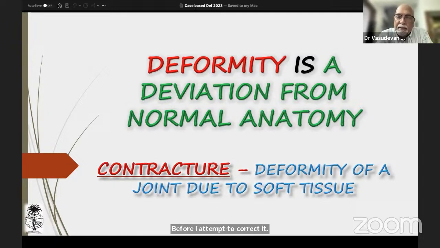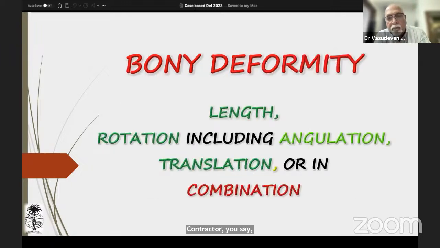So deformity is a deviation from normal anatomy. That gives another point, that all of us must be very well versed in normal anatomy. And we must differentiate between a contracture and a deformity. Contracture is a deformity of a joint due to soft tissue, whereas bony deformity originates from the bone, and that can be limb length disparities, that is in the long axis, and it can be rotations. Rotation includes angulation also, and then translation, or a combination.